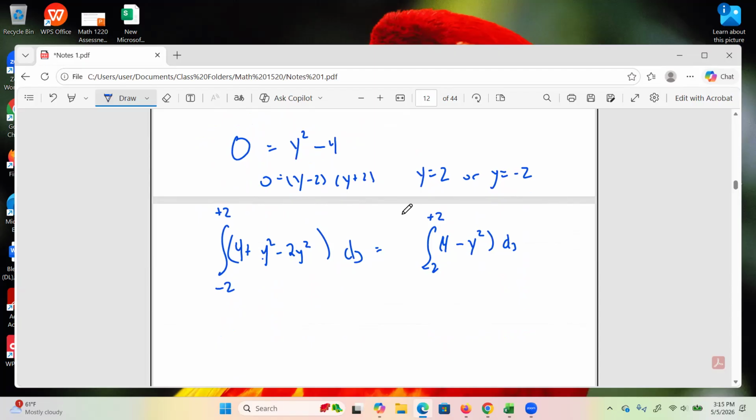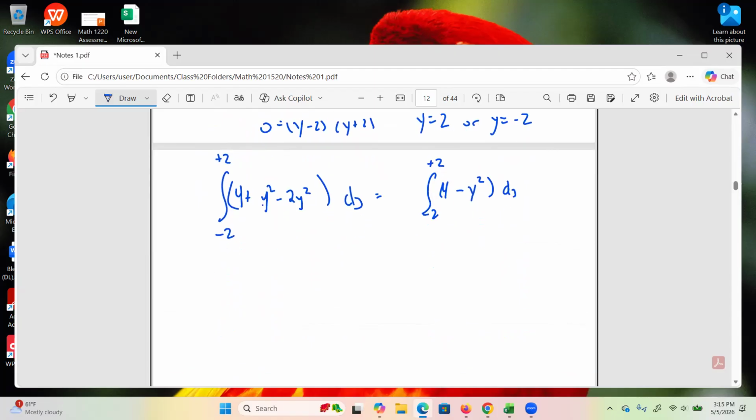Now we have to integrate with respect to y. So this isn't too bad. This is going to be 4y, right? It's y to the 0, so we pretend we add 1 and then divide by it. So we have 4y minus, 2 plus 1 is 3, so y cubed over 3, going from negative 2 to positive 2. And that's what we have for this.